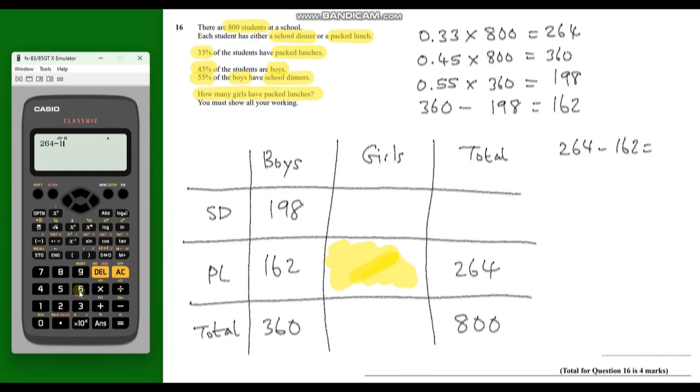264 minus 162, and we get 102. So 102 is our answer, because that's the one we're trying to work out. So our answer is 102.